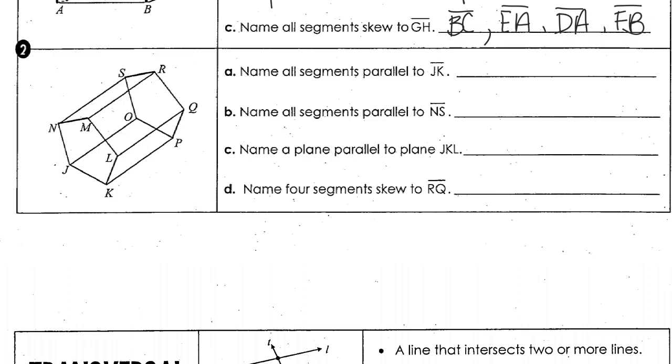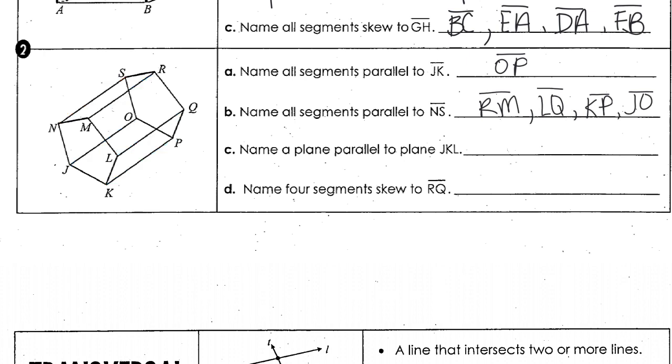Example number 2, we want to first name all the segments parallel to segment JK. Segment OP is the only line that's parallel to segment JK. Now we want to name all the segments parallel to segment NS. So we had all those segments that were going in the same direction as segment NS.